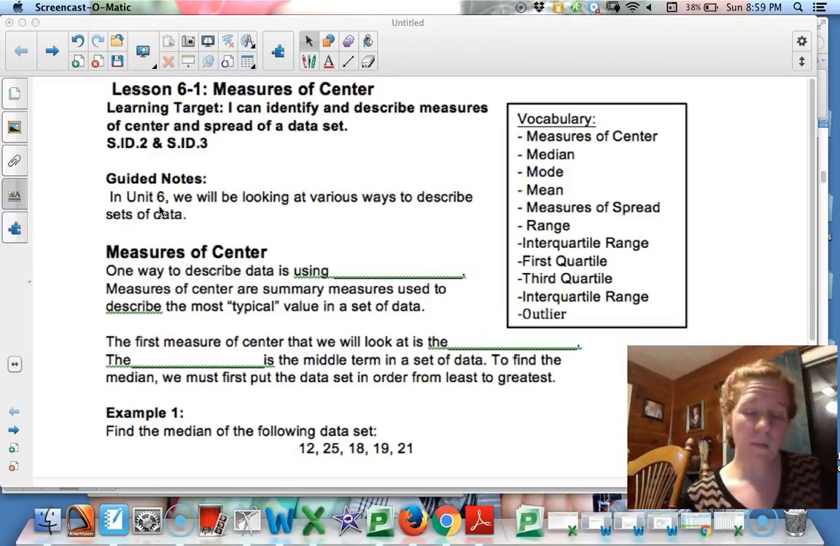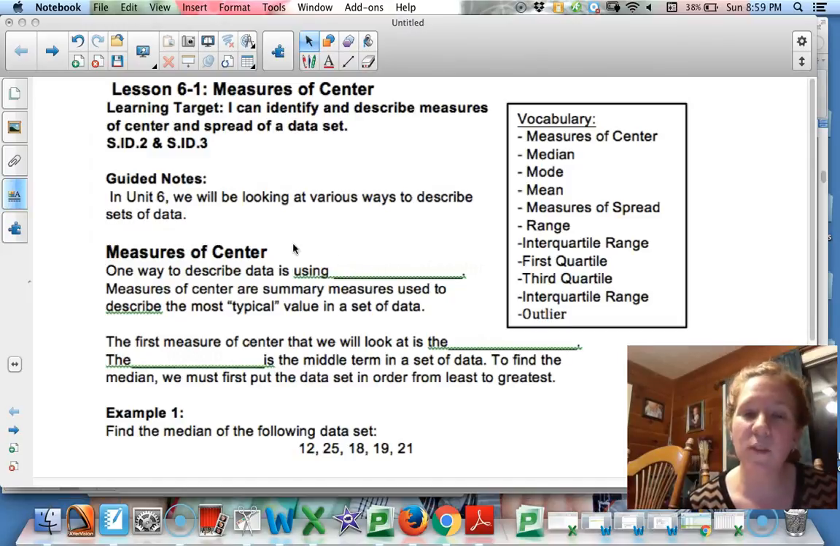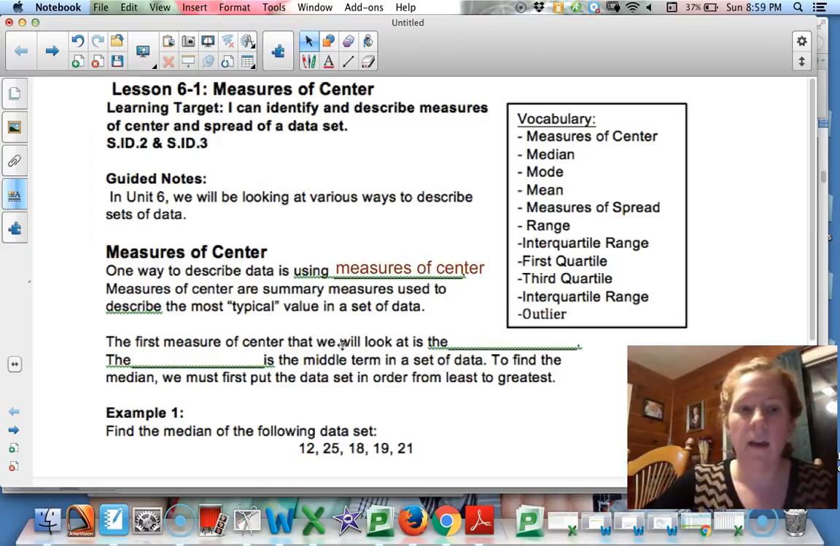So in Unit 6, this is our statistics unit. We're going to be looking at lots of different ways to describe sets of data, ways to display sets of data, ways to analyze it. So we're going to start here with your most basic thing, which is measures of center. Measures of center are just a way of summarizing a set of data and figuring out what's going to be your typical value.